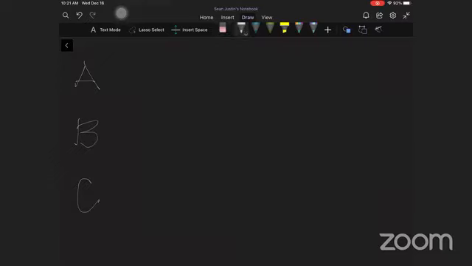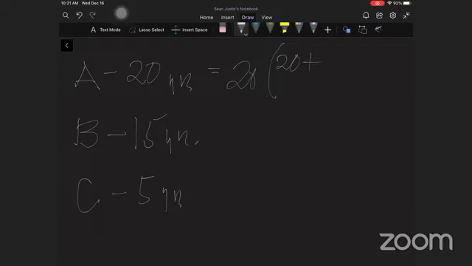Kang A, pila ang useful life ni A? 20 years. Si B, 15 years. Si C, 5 years lang. So, kung magamit na ta ning formula ani, pila ni ang denominator ni? That's 20 times 20 plus 1 divide 2. Pila ni? Pila ang denominator? That's 210.